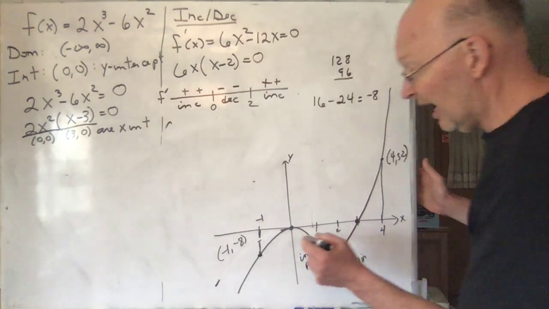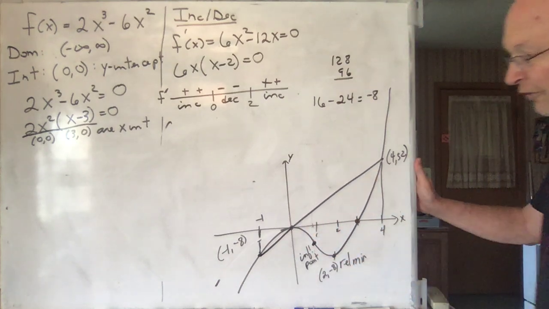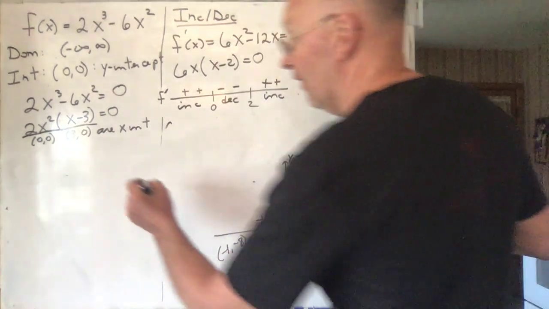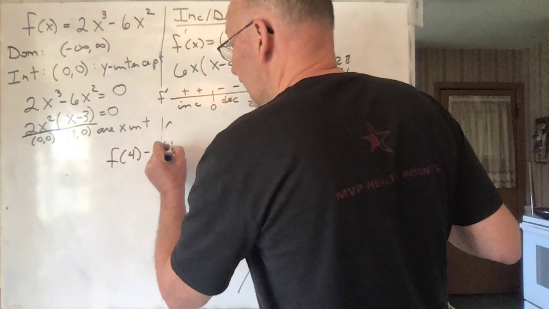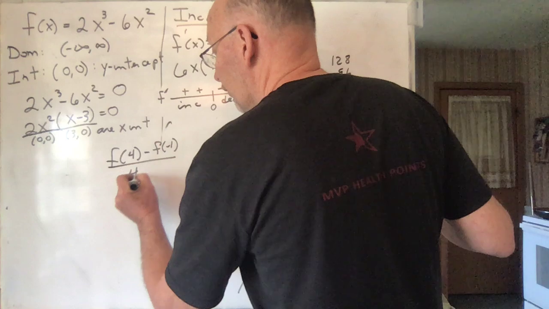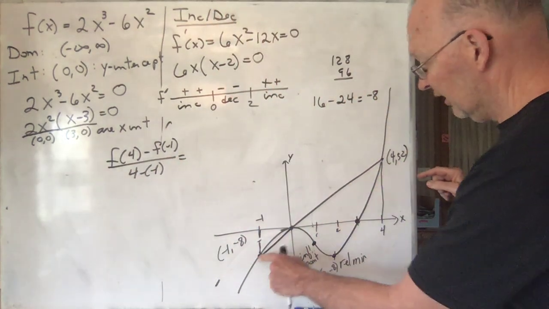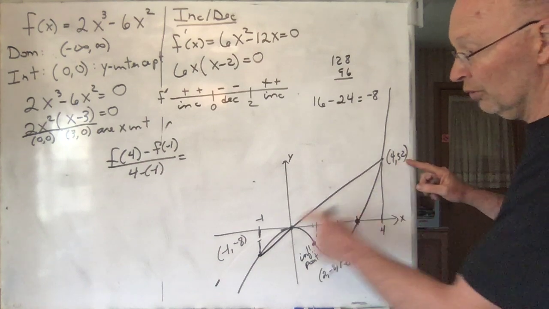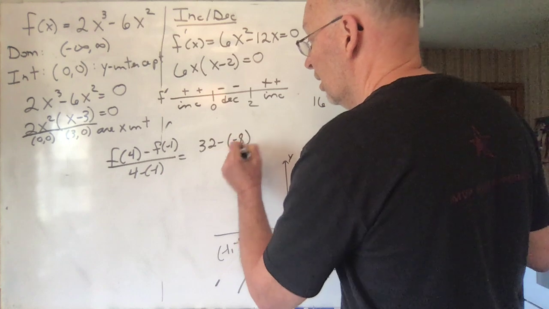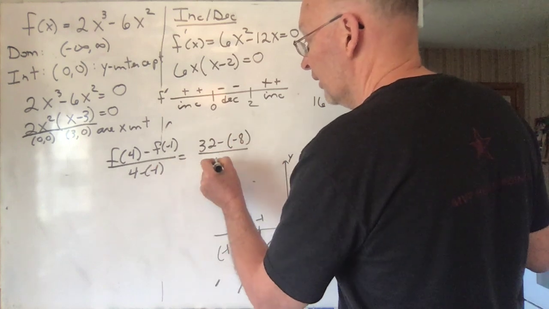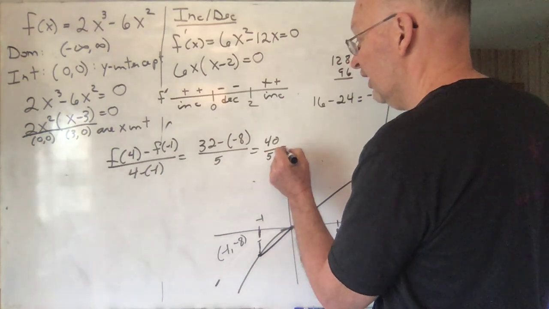If I were to take the average slope of this function from there to there, that's going to be f(4) minus f(-1) all over 4 minus -1. That's the slope of this line, agreed? So that's going to be 32 minus -8 all over 4 minus -1, which is 5. So that's 40 over 5, which is 8.